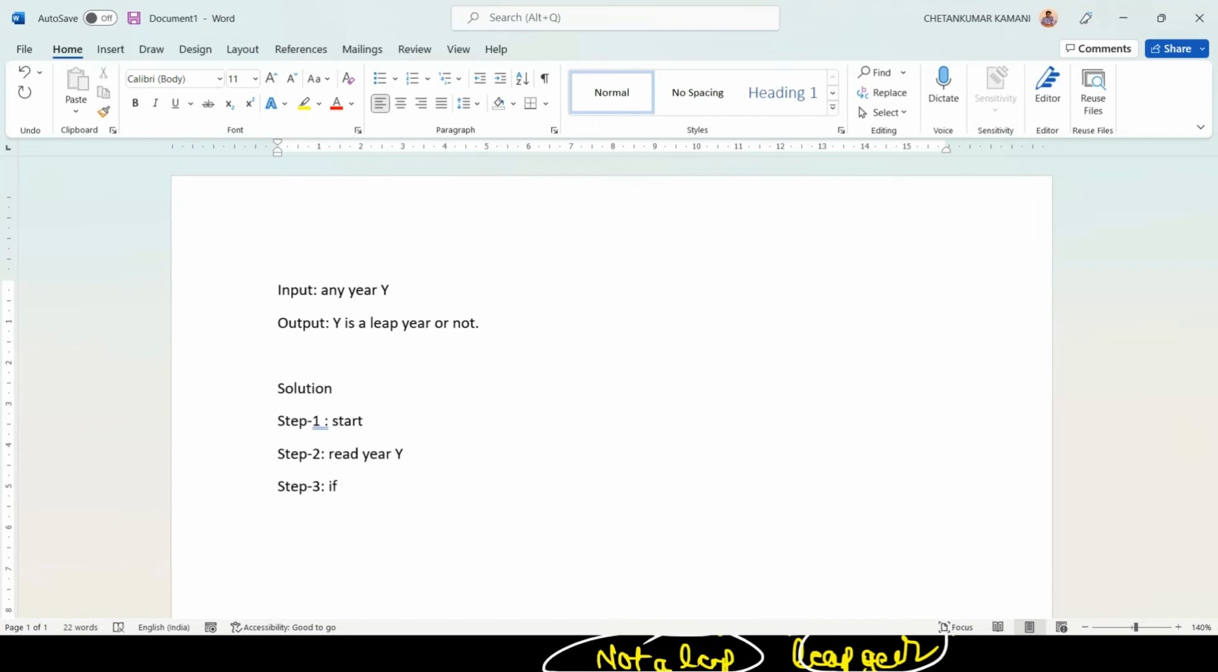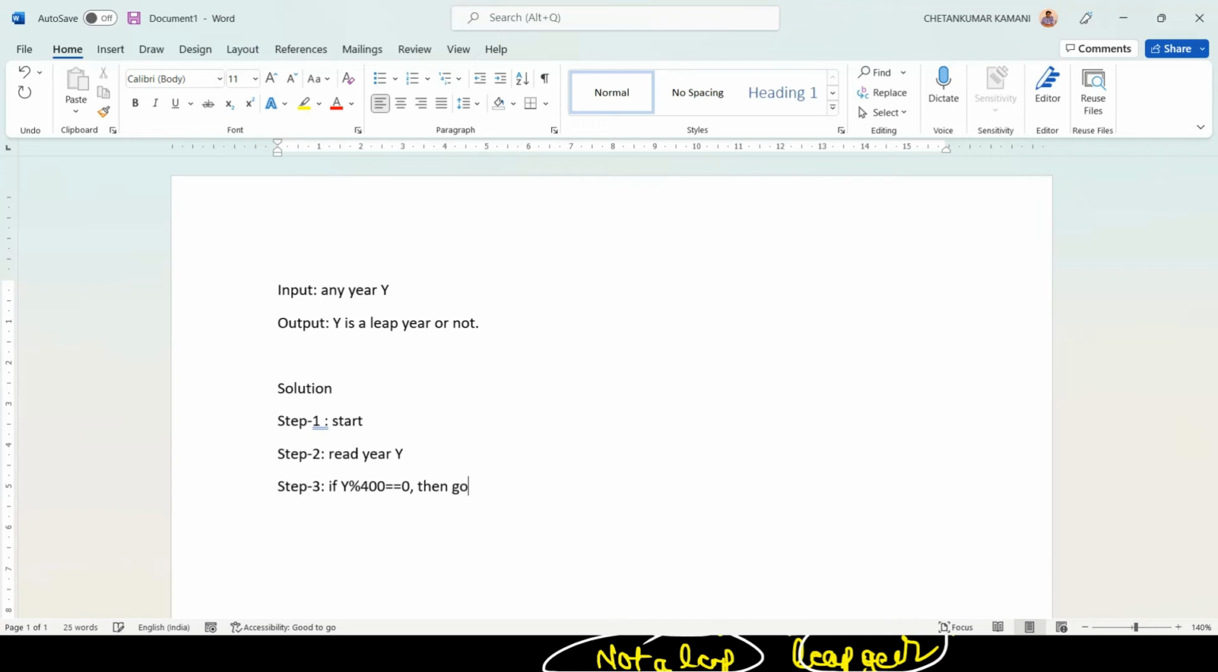Step 3, we have to check whether the given year Y is completely divisible by 400 or not. That means we are getting remainder 0 or not. Y modulo 400 equal to 0, and it is definitely a leap year. But right now I do not know the step number.